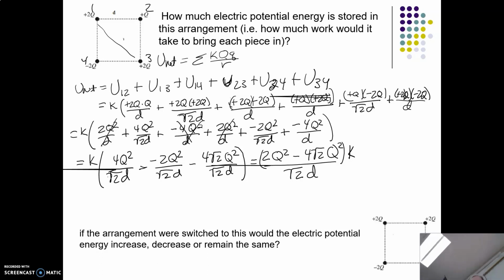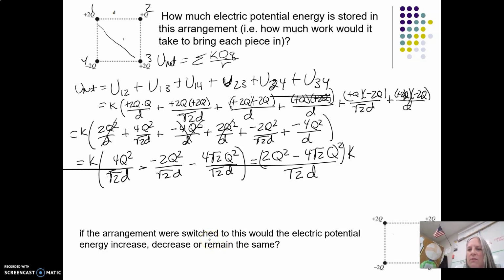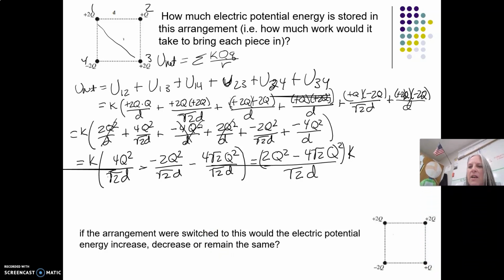Now, what about if we switch the arrangement? What if we switched, oh, my face is in the way, I apologize. What if we switched these? So see here we have q and plus 2q, and then I switch them. If we did this, do you think the electric potential energy would increase, decrease, or remain the same?